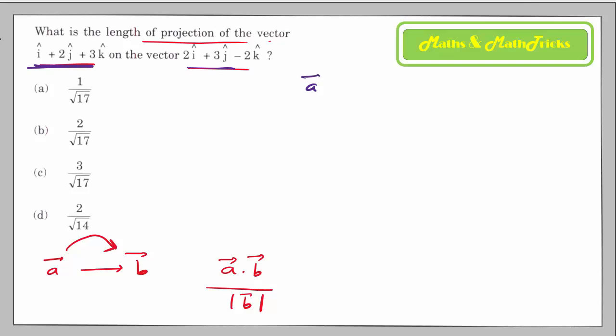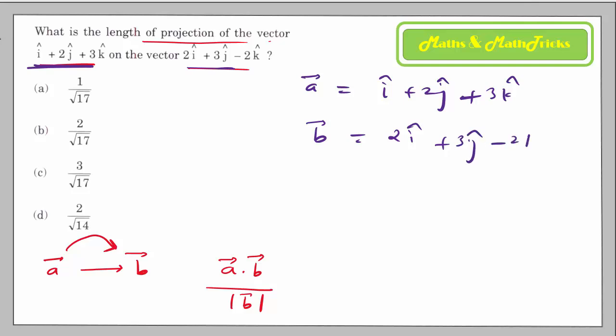So your given first vector, say name it as A, is I cap plus 2j cap plus 3k cap, and the second vector onto which you are projecting is 2I cap plus 3j cap minus 2k cap. They asked you the projection of A onto B.